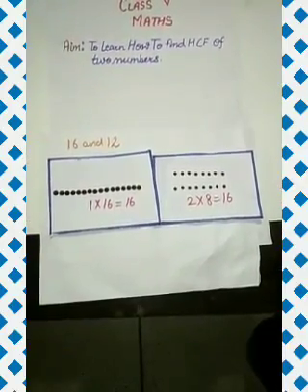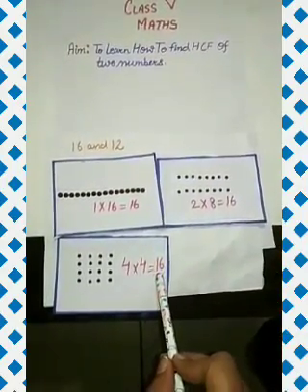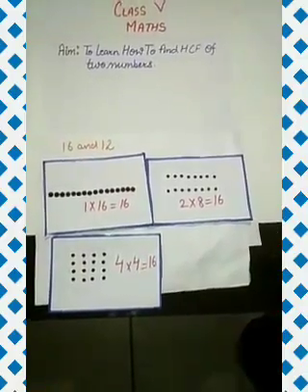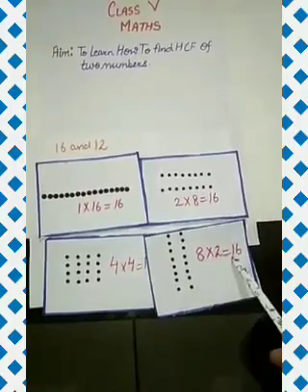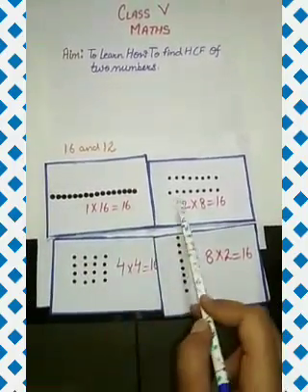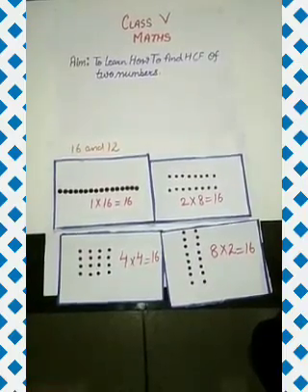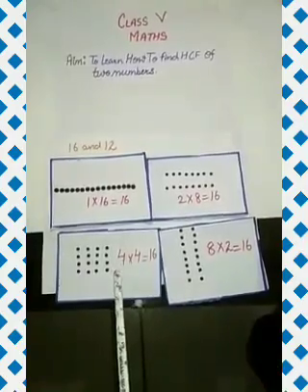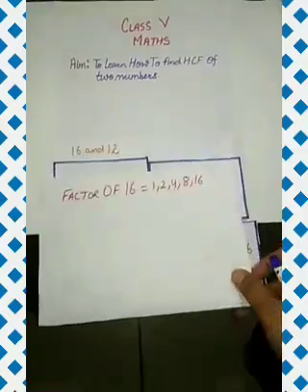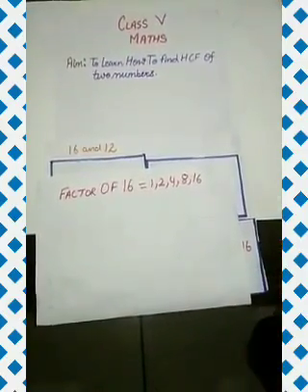Another arrangement is 4 into 4. 4 into 4 is equal to 16. And our last arrangement is 8 into 2. 8 into 2 is equal to 16. So these all 4 are our arrangements. So factors of 16 are 1, 2, 4, 8 and 16 itself.